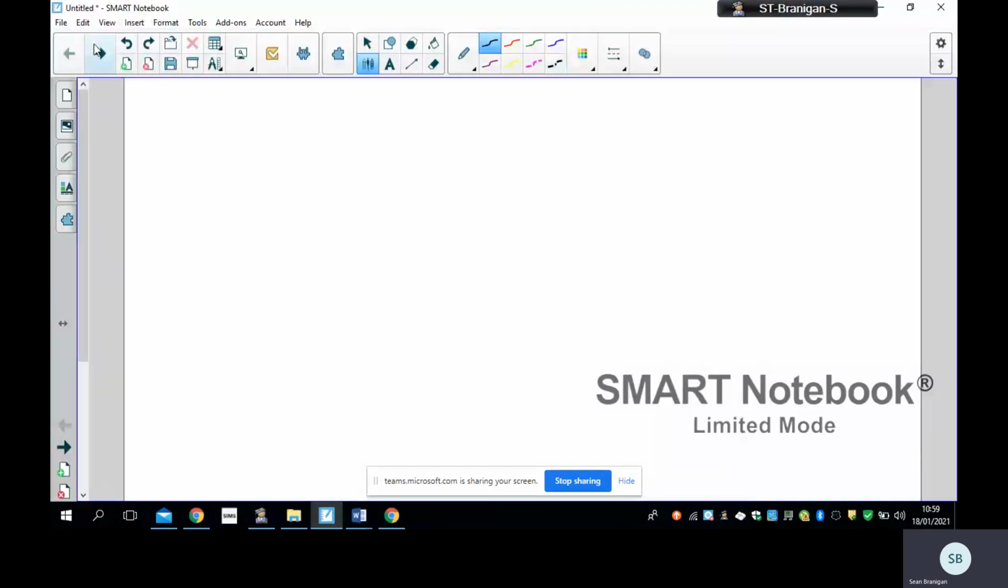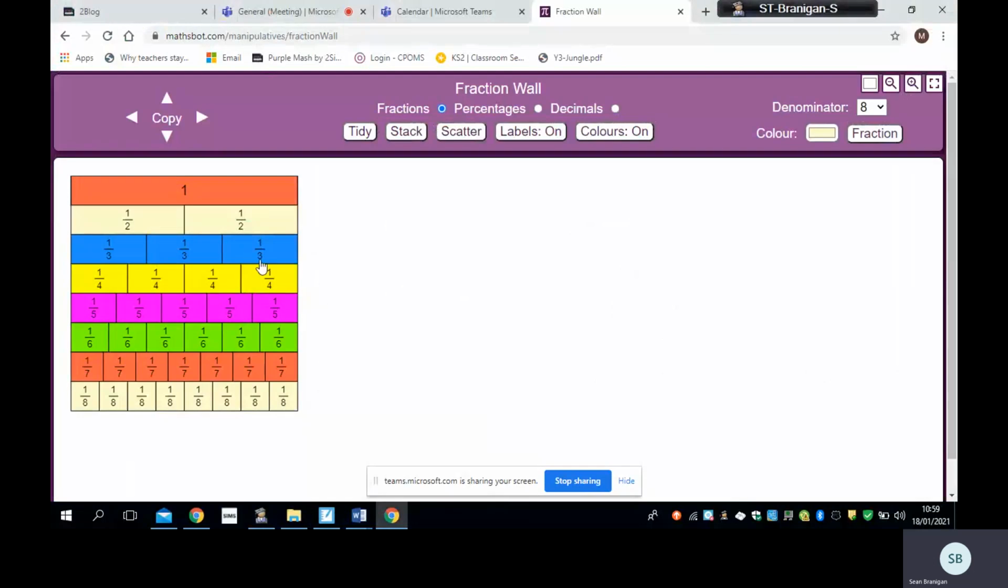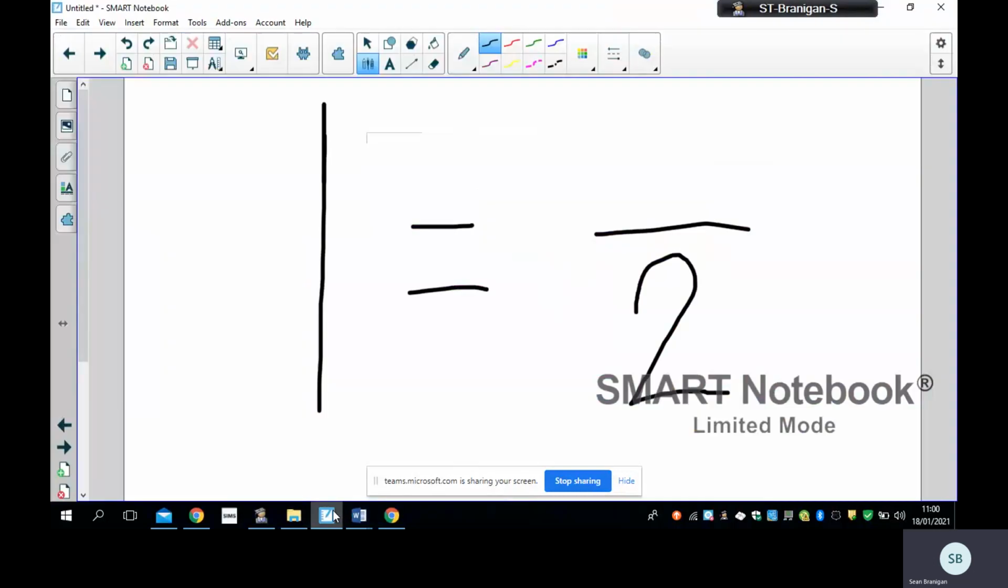So equivalent fractions. Remember, both fractions need to be the same. They need to be equal. So one whole is the same as how many halves? Let's have a look at our fraction wall. So here is my whole. Now, how many halves do I need to make it equal to the whole? It's quite simple. There's one half and there's two halves. So two halves are equivalent to one whole.